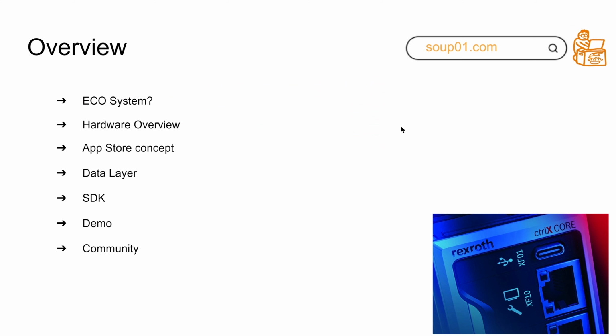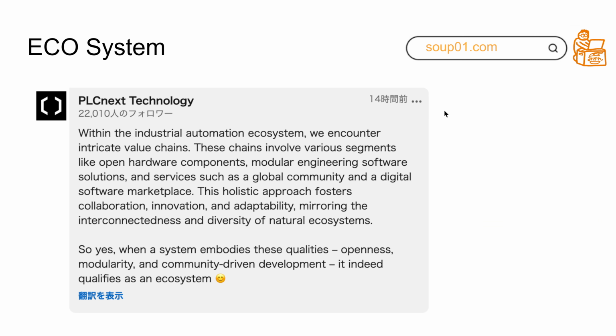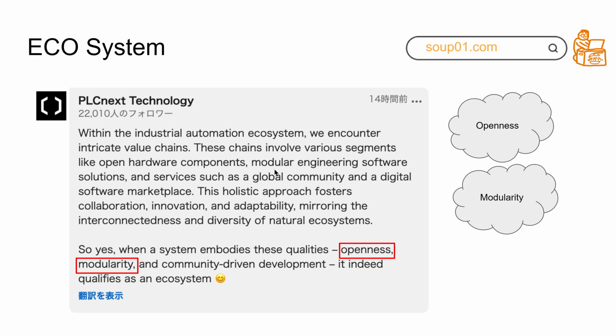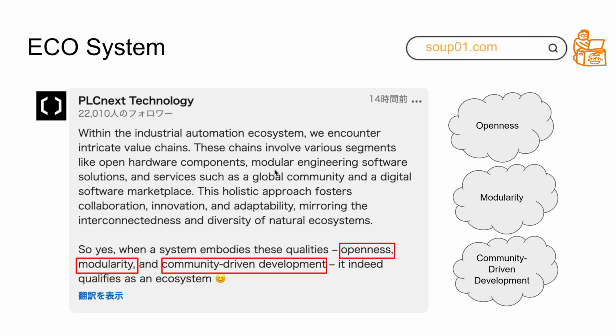So here is the index for my presentation. Let's talk about what an ecosystem is. ctrlX is an ecosystem. I had a chance to ask PLC Next Technology what an ecosystem is, and there were some very detailed descriptions and answers, from which I would like to highlight three points: openness, modularity, and community-driven development.